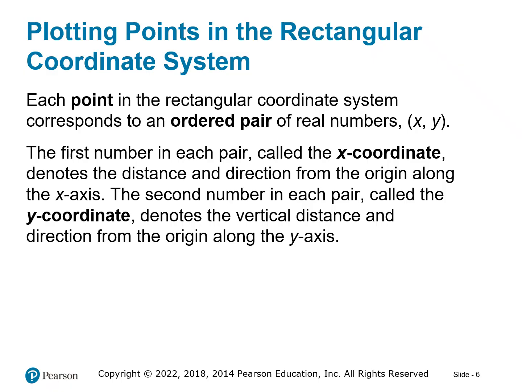So plotting points in the rectangular coordinate system, each point corresponds to an ordered pair of real numbers, x, y. The first number in each pair is called the x-coordinate, and denotes the distance and direction from the origin along the x-axis. The second number, called the y-coordinate, denotes the vertical distance and direction from the origin along the y-axis.